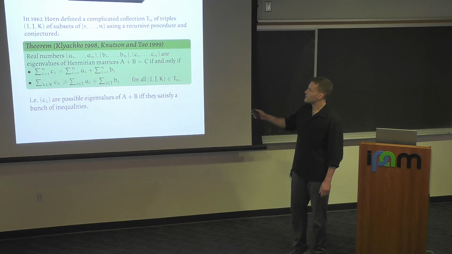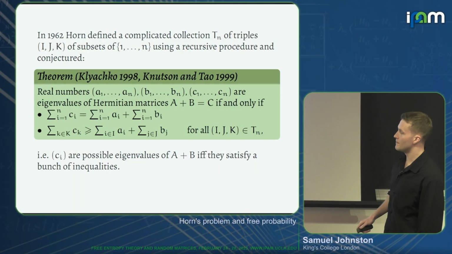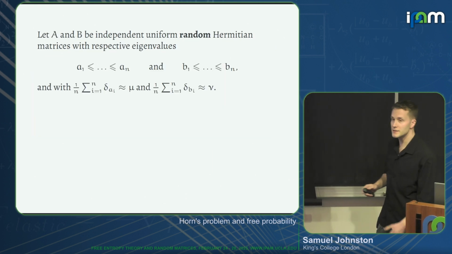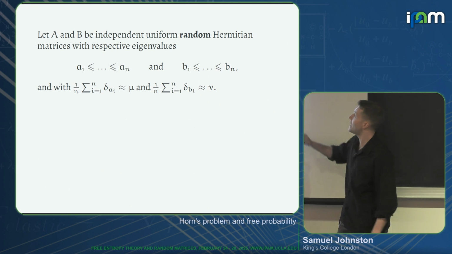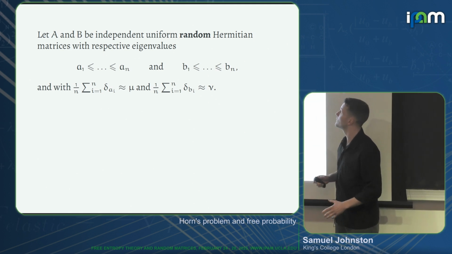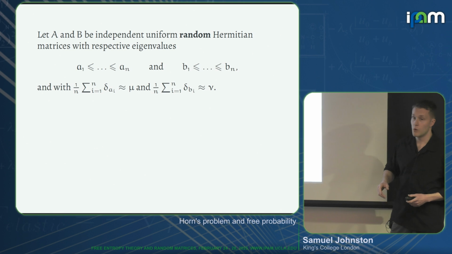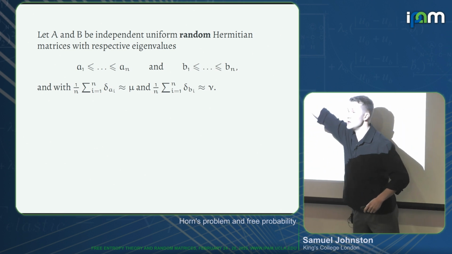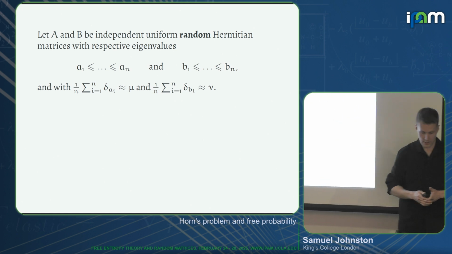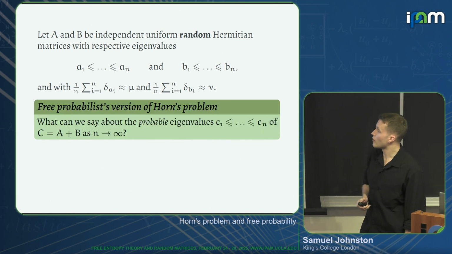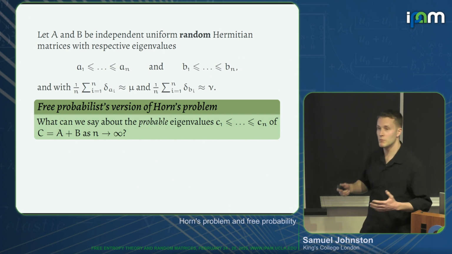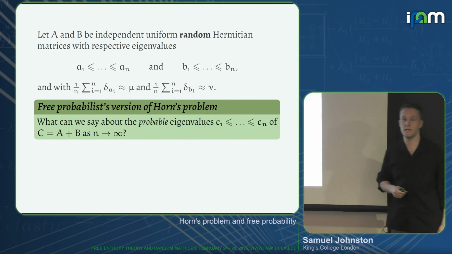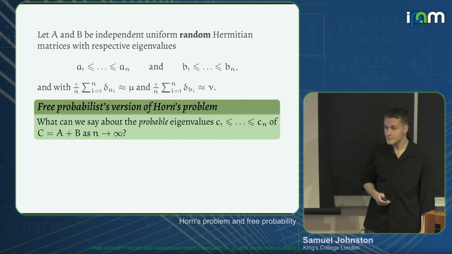Okay, now what I want to do is think about how a free probabilist might approach this problem or study a variant of this problem. So namely, let's consider a free probabilist version of this problem. Let A and B be independent, uniform, random Hermitian matrices. These are large random matrices with eigenvalues approximating some measure mu and some measure nu. The free probabilist's version of the Horn problem would be, what can we say about the probable or typical behavior of the spectrum of this matrix, A plus B, as n tends to infinity?